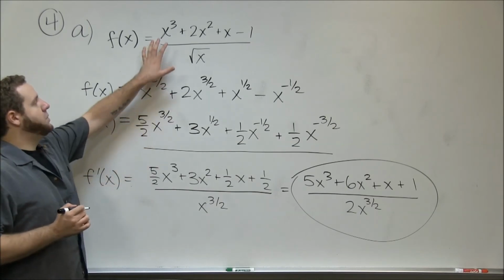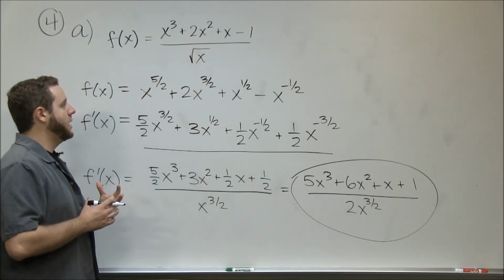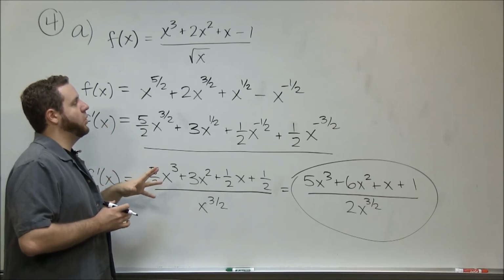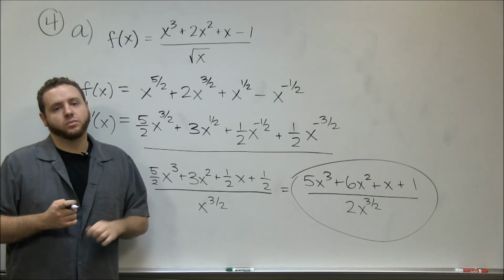So again, when you have a term or a function that has a bunch of terms in the numerator, it makes more sense to divide each one and do it term by term instead of using a rule like the quotient rule.